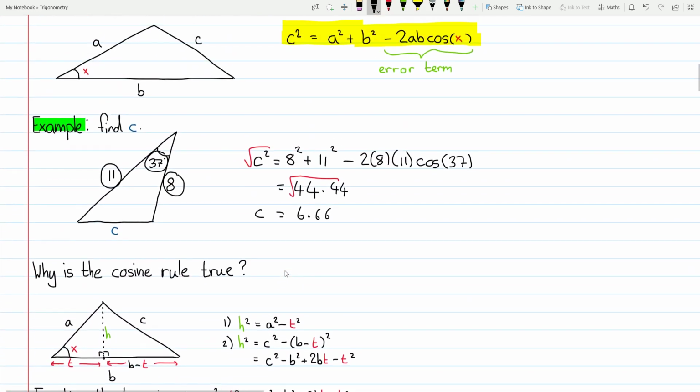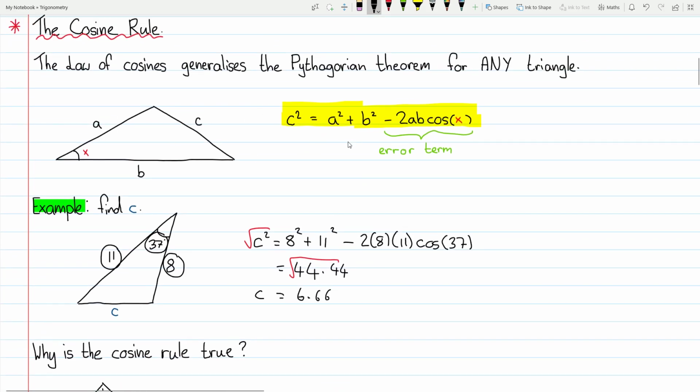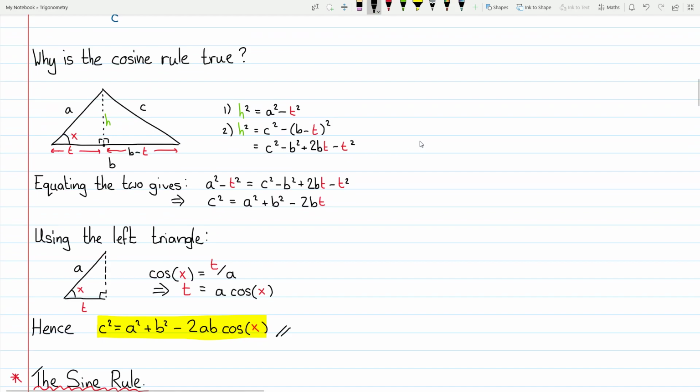So now let's do a little bit more justification, because I've just stated what the cosine rule is. Why is it true? Why does the cosine rule hold? Well, we can draw our arbitrary triangle, and just lay it horizontally on this side. And then we can draw this new line straight down, which splits this into two right triangles.